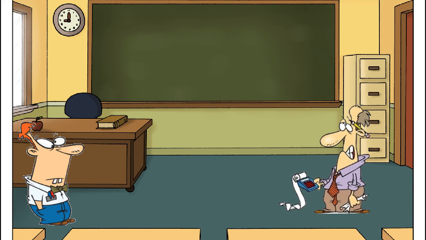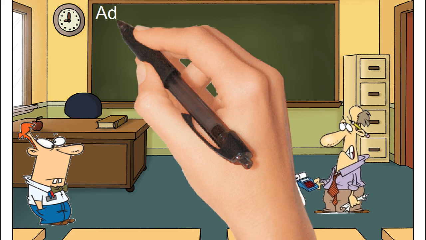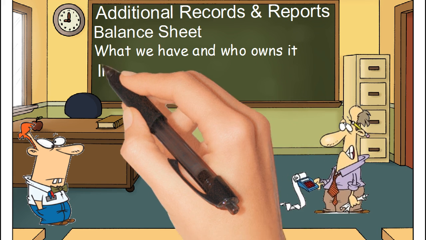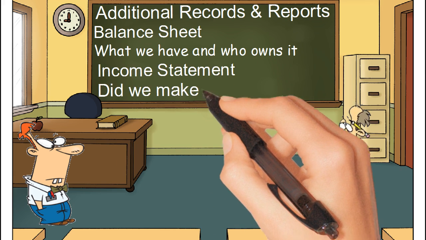Are there any additional records and reports? Yes. The records we have discussed post and summarize business transactions. Balance sheet. What we have and who owns it. Income statement. Did we make or lose money?